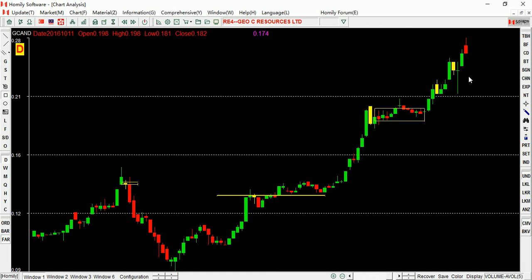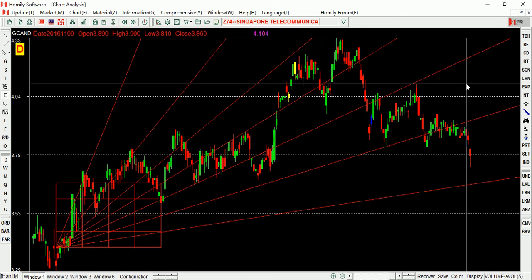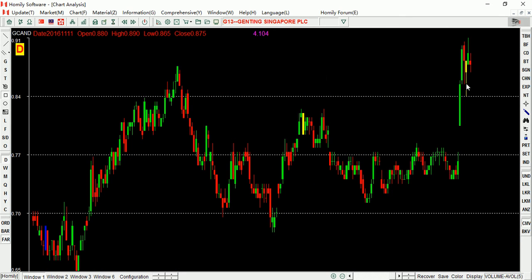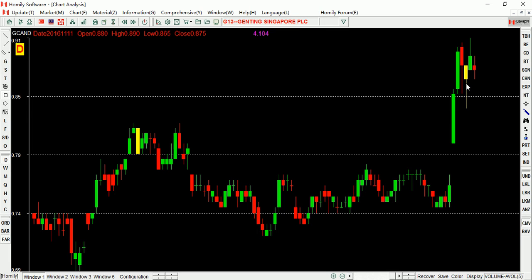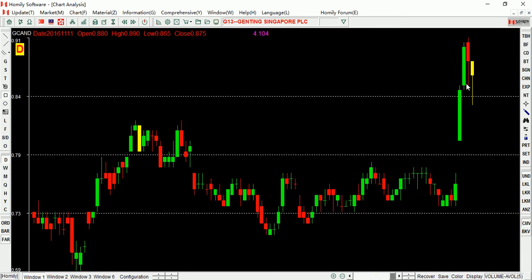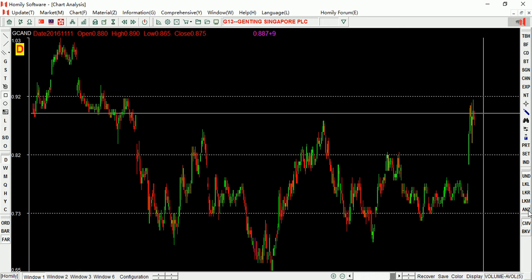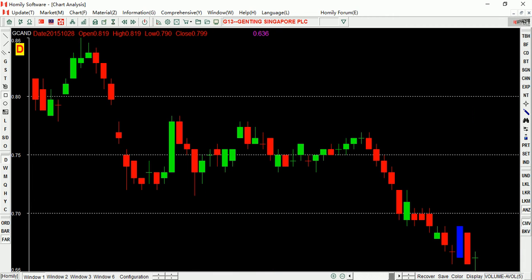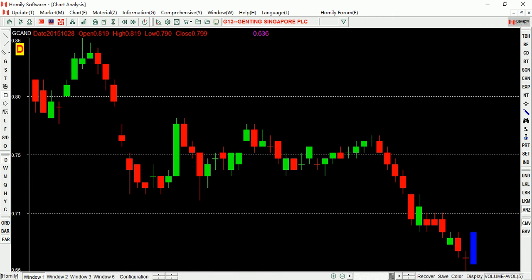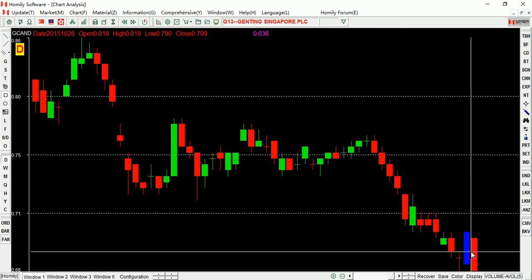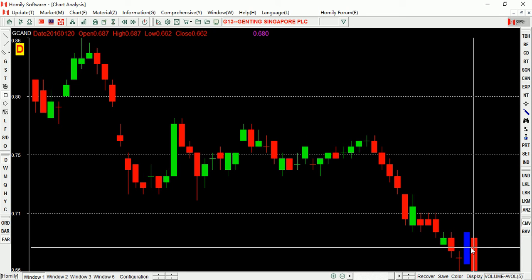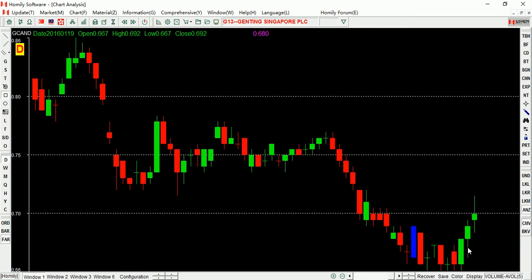It's very useful, okay? Then let's see this one, Genting. The blue candlestick appears, right, which means you can pay attention, but we don't know whether we can go in or not. Next day, buy or not? The closing price is lower, so we cannot buy, okay? We just wait and see.